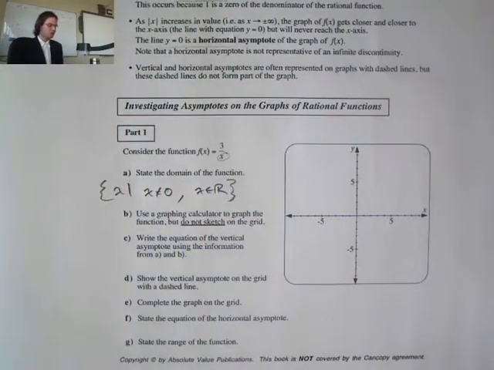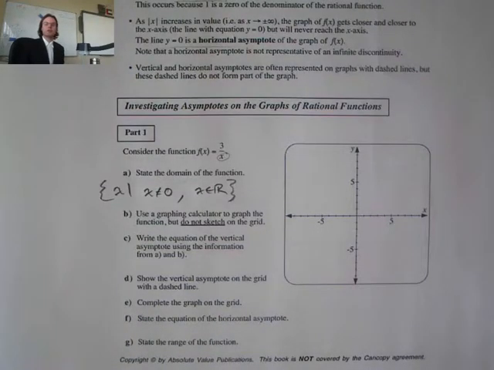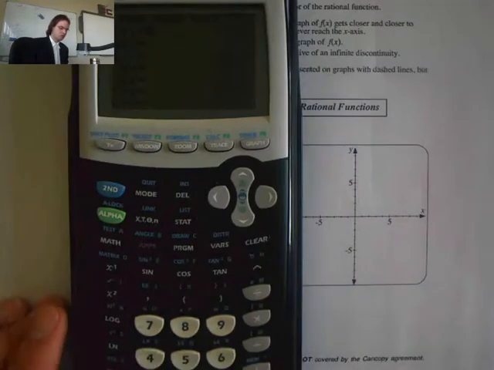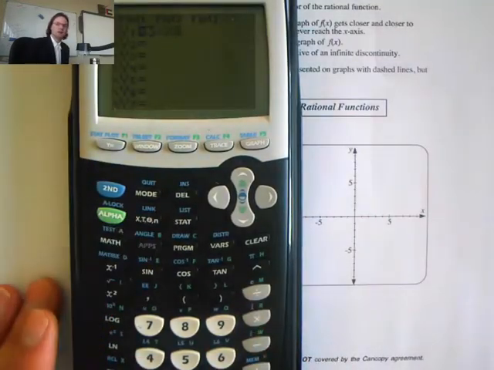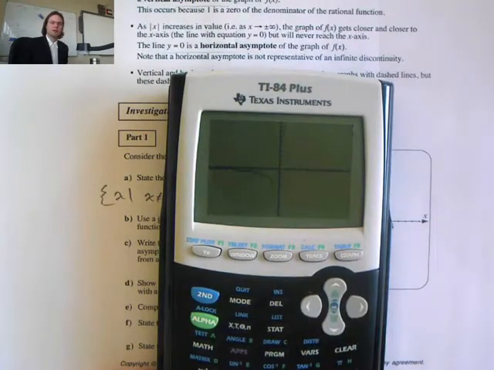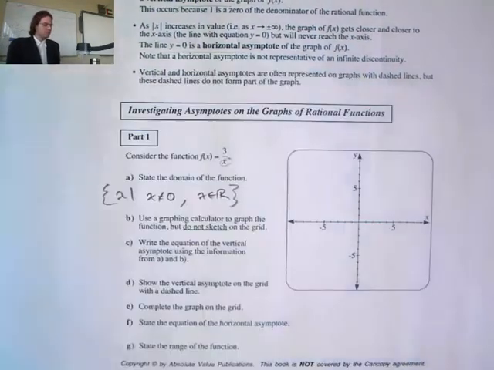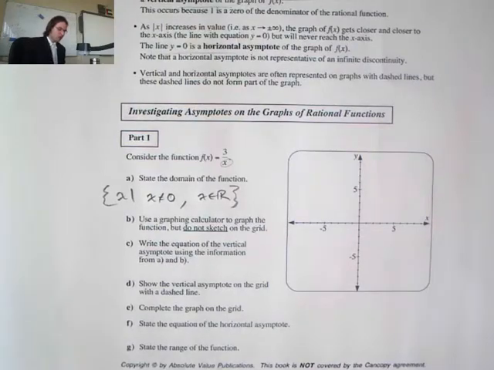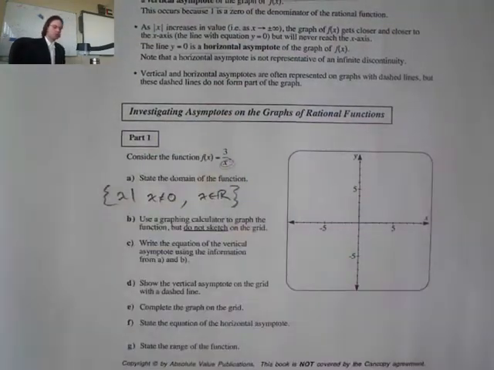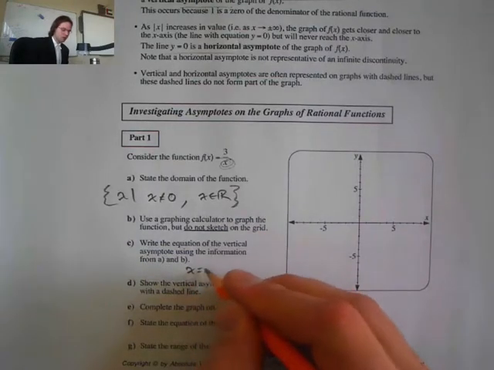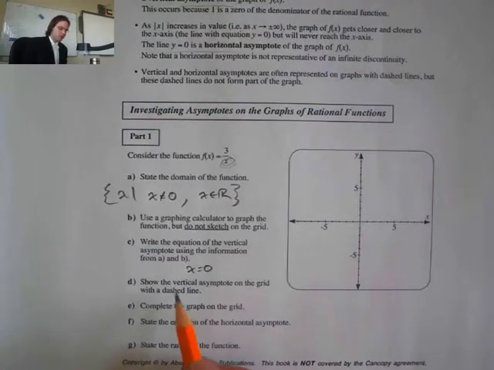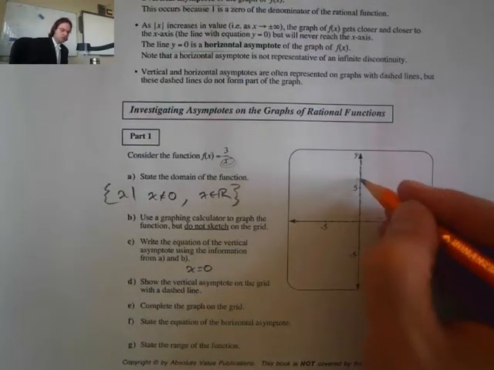Now it says, using a graphing calculator, graph, but do not sketch. So let's see what this looks like. I'm going to clear this and put in 3 divided by x, and enter. I'm going to graph it. I get something that looks like that. So, write the equation of the vertical asymptote. Well, my vertical asymptote is going to be when x equals 0. Okay? Now let's just show the vertical asymptote on the graph. So we're going to show it. It's right here.